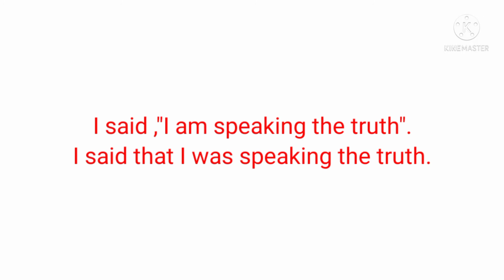Then which is the second rule? If the reporting verb is in the past tense, the tense of the verb in the reported speech must be changed into the corresponding past tense. You can see here, I said, I'm speaking the truth. Here the reporting verb is in past tense, that is said. So we have to change the tense in reported speech. I'm speaking the truth, that is present continuous, which changes into past continuous: I said that I was speaking the truth. Here you can see that the present tense has changed to past tense when reporting, because the reporting verb is in past tense. If it is in present tense, we can't change the verb. But if it is in past tense, we have to change it when we report it. Clear?